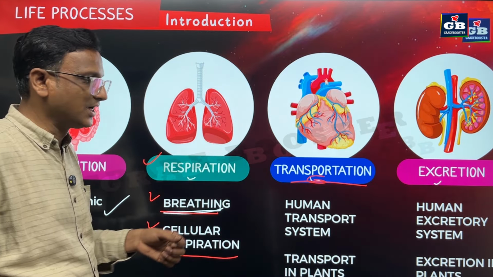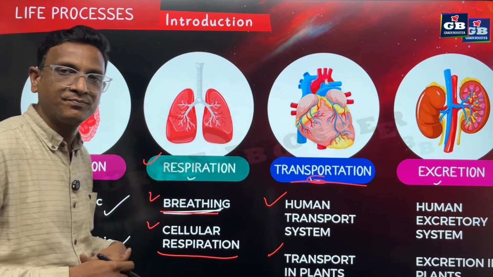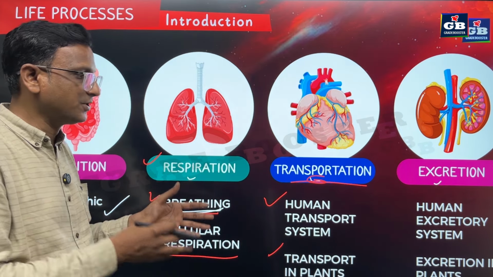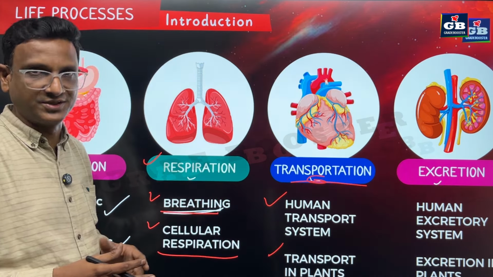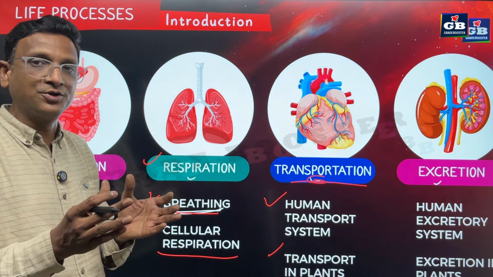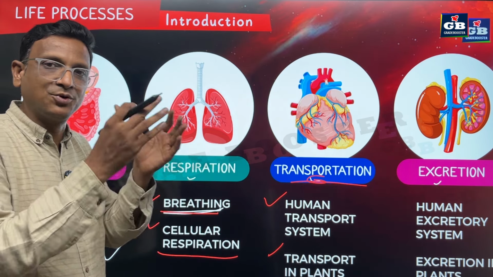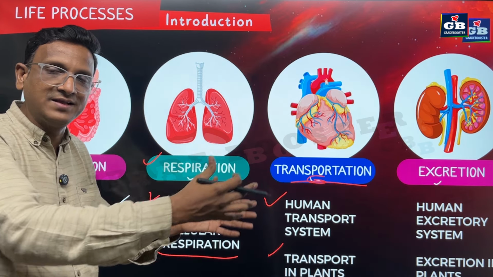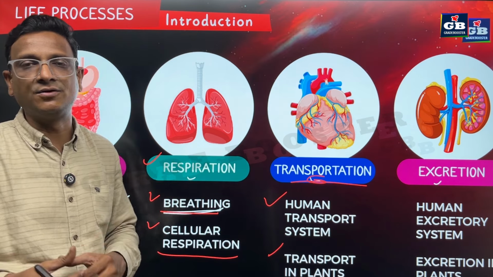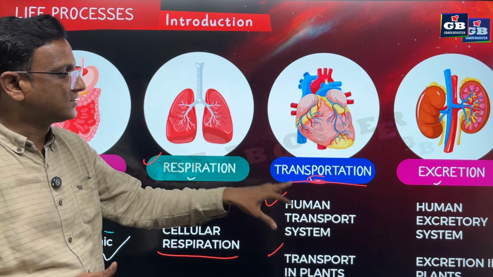In this chapter, we are going to study about the human transport system and transportation in plants. We are not going to study the transport system in all the animals. Transportation is required not only to supply the needed materials to the cells, but also to take away the waste molecules, toxic molecules from the cells to the excretory organs. So that is the third important life process, transportation.